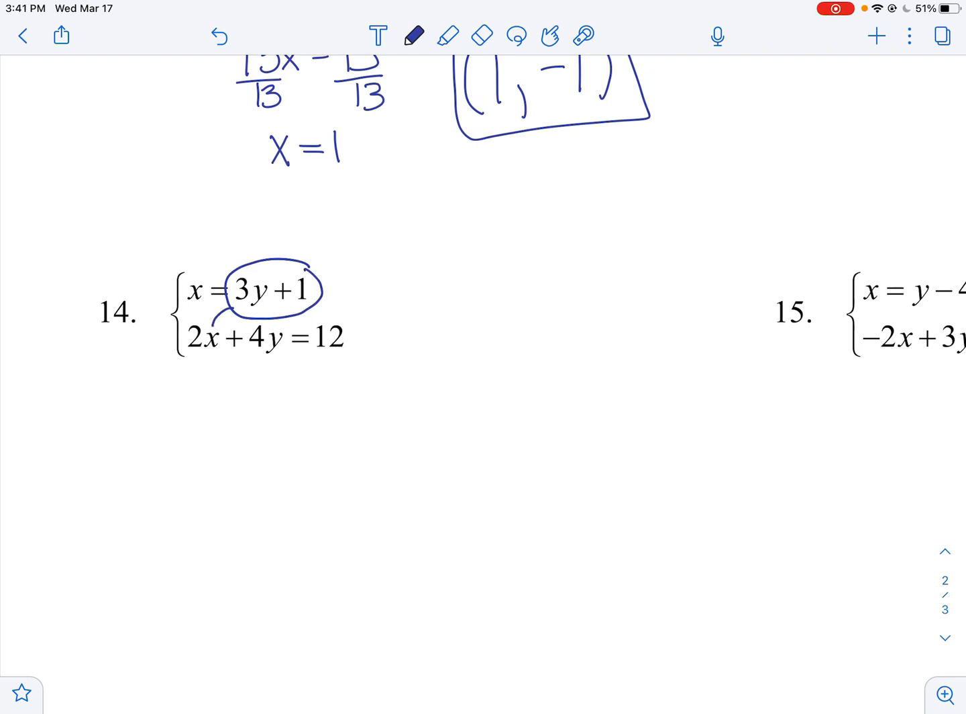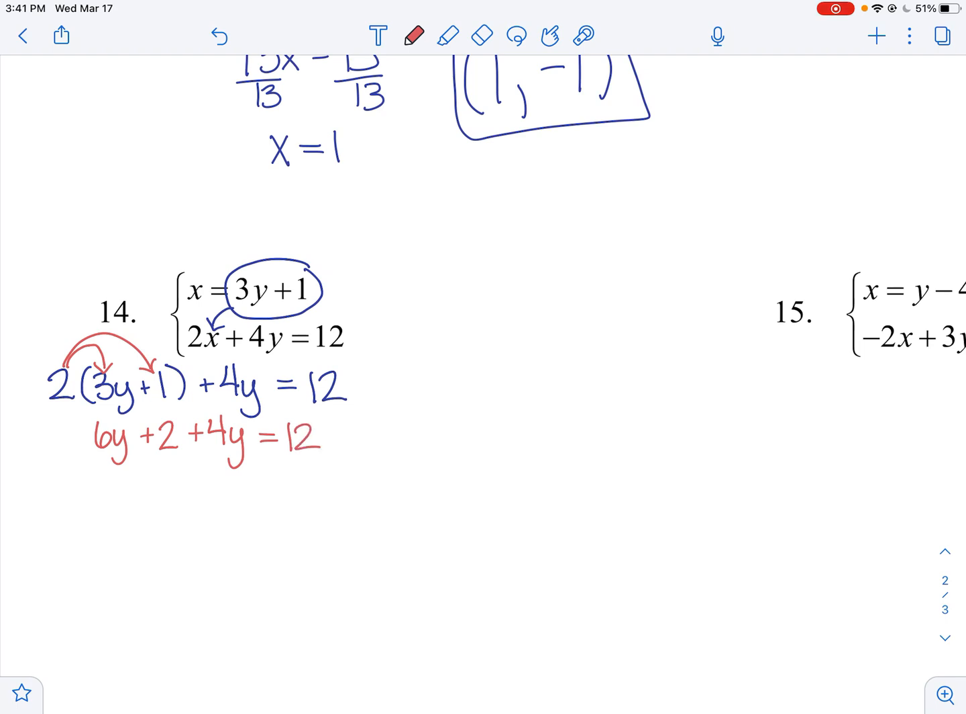We're going to replace x with 3y plus 1. So this new equation is 2 times 3y plus 1 plus 4y equals 12. We're going to distribute. 2 times 3 is 6y. 2 times 1 is 2 plus 4y equals 12.